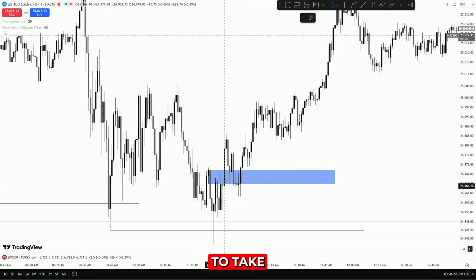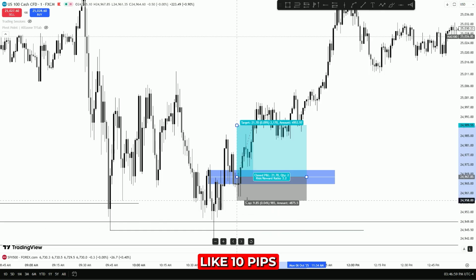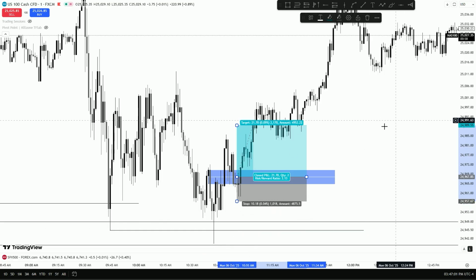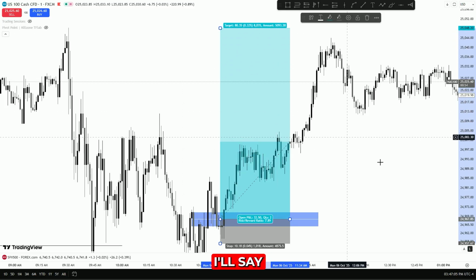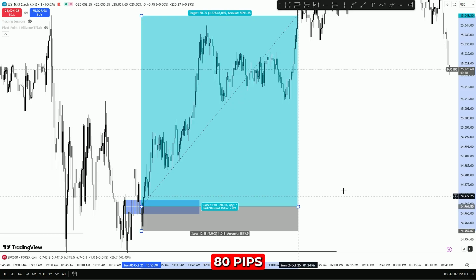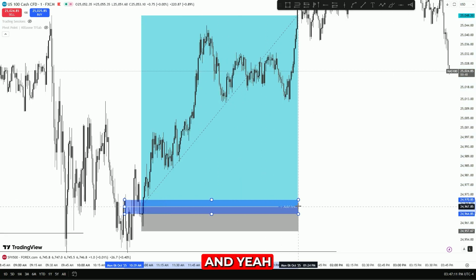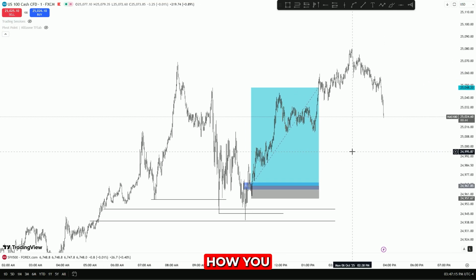What I'm gonna do is I'm gonna take the trade. I'm gonna place my stops like 10 pips over here. Target the nearest, I'll say, buy side, sell side liquidity, which is like 80 pips. And yeah, I'm done for the day. That's how you find the tick trades.